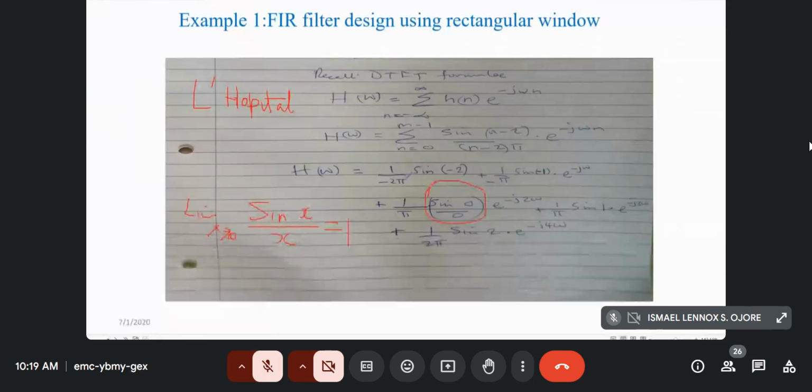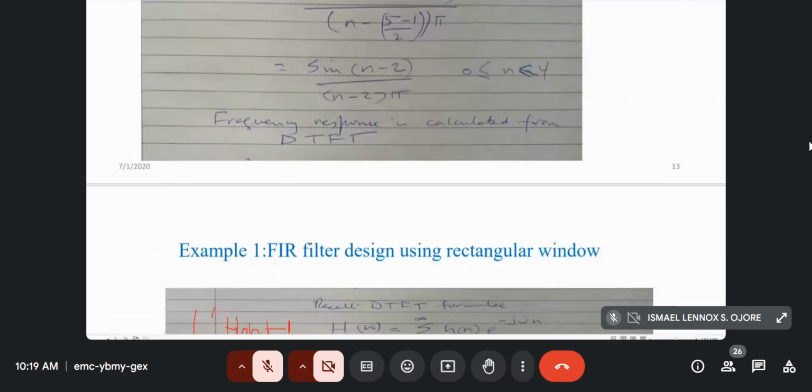Any question with this example? Most solutions will actually go through these steps, but it also depends on what is asked for. Otherwise, it would have stopped here. If you have been asked for the impulse response of the filter, it would have stopped here. If you ask for the frequency response, then you go up to here.